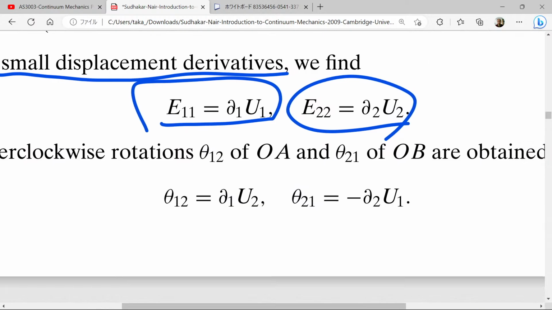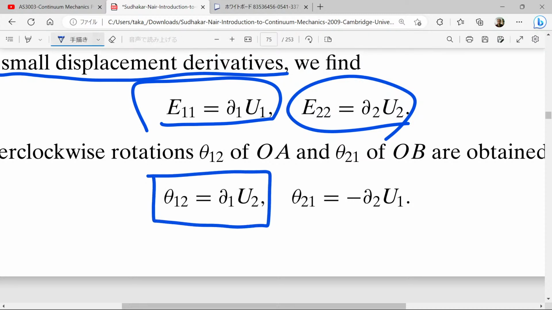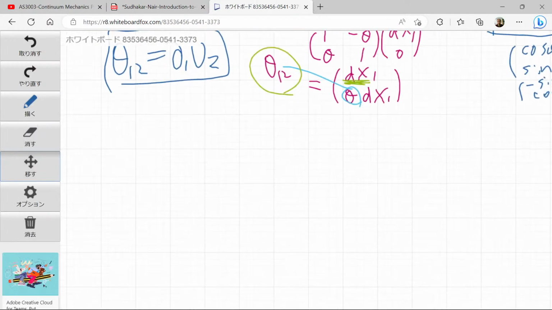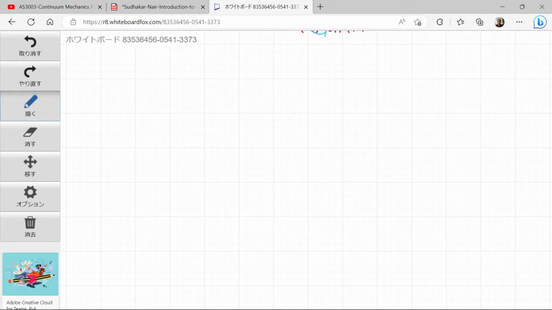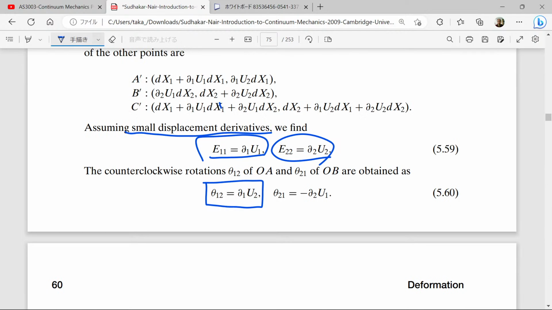So that's this. First, theta 1, 2 is partial 1 u2. We can do the same thing to theta for OB. See, I can do OB. What is OB? OB is partial 2 partial u dx.